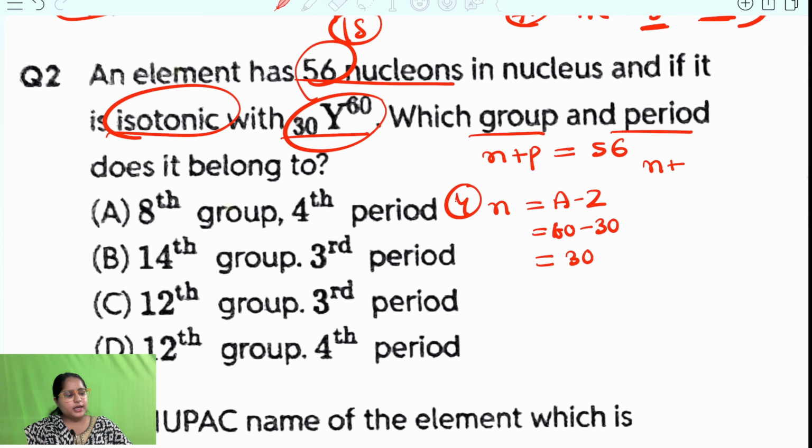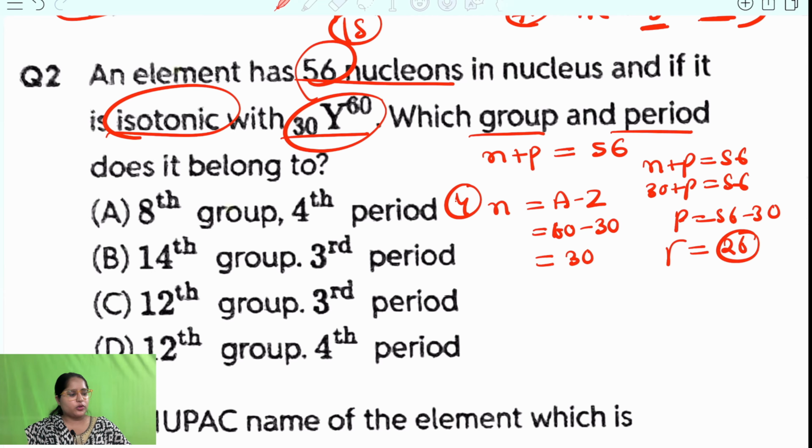So I can say N plus P equal to 56, that is 30 plus P equal to 56. So P will be equal to 56 minus 30, that is 26, the number of protons, and we know the number of protons is nothing but the atomic number. So they are talking about the element whose atomic number is 26.